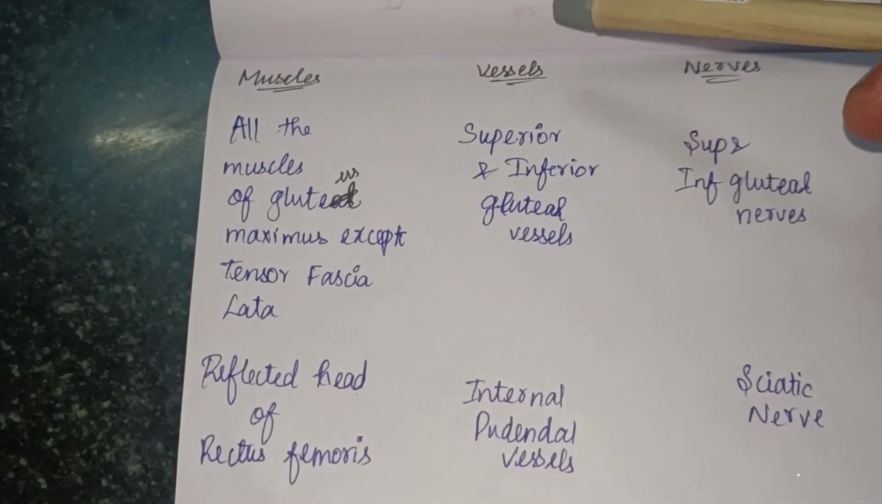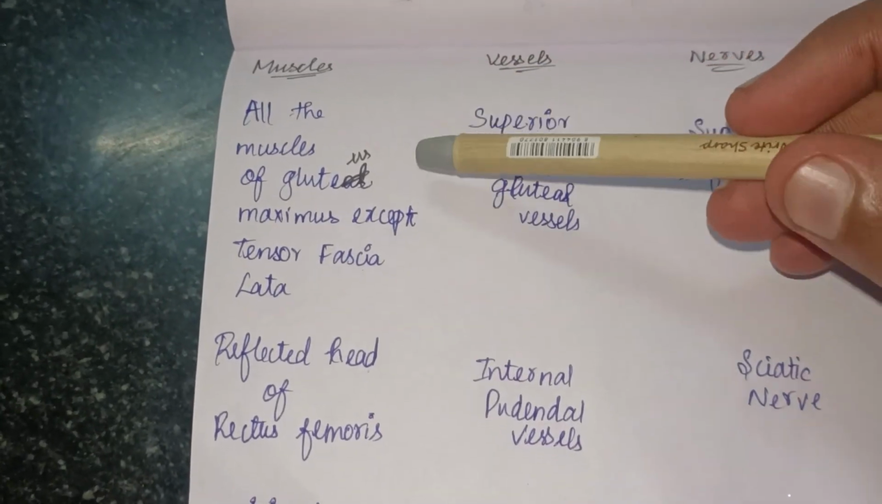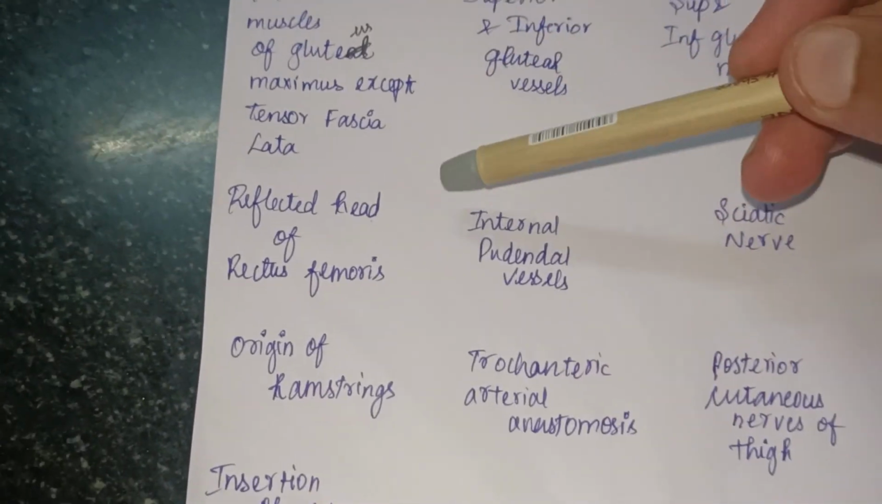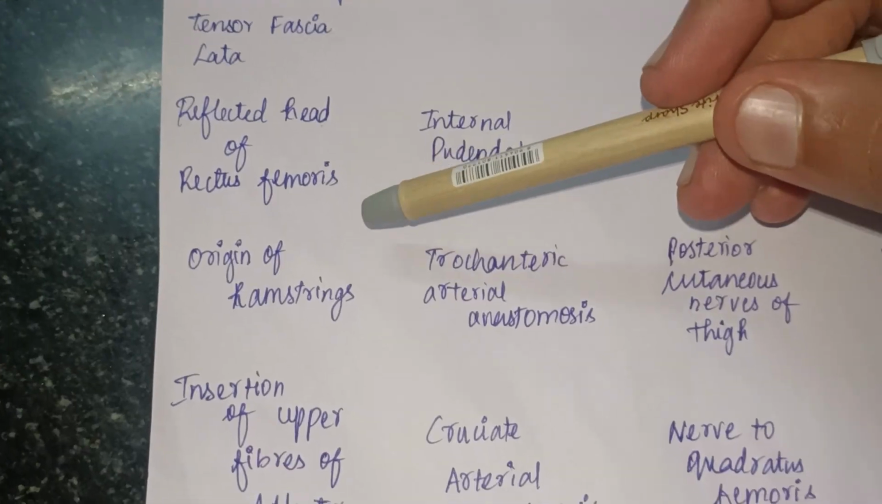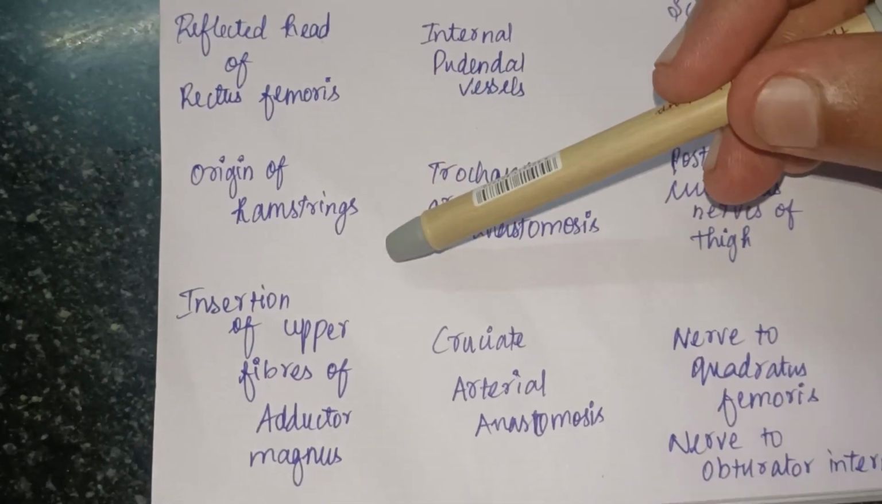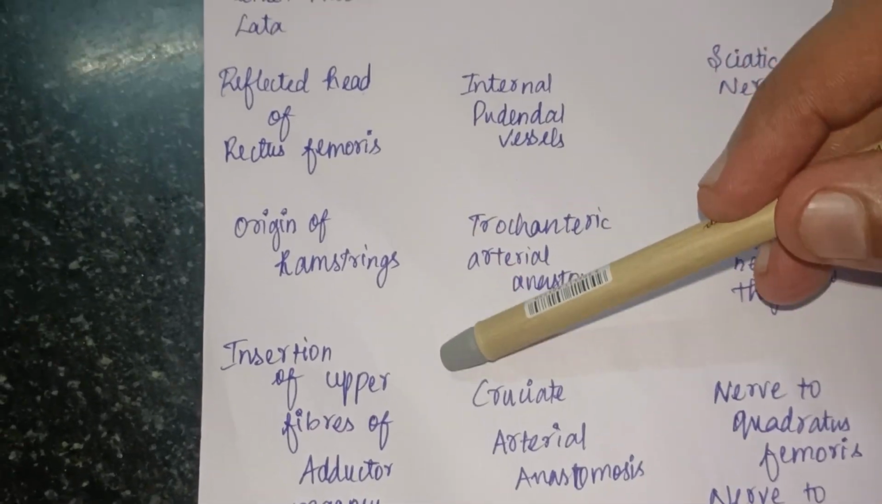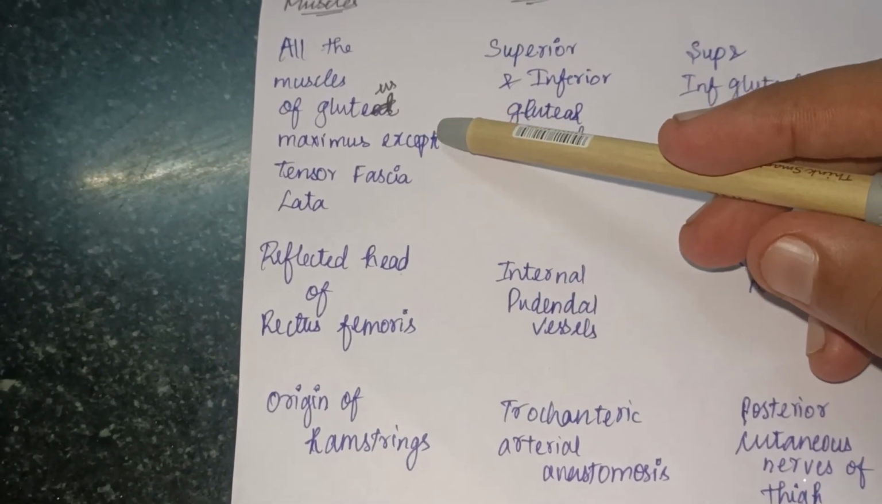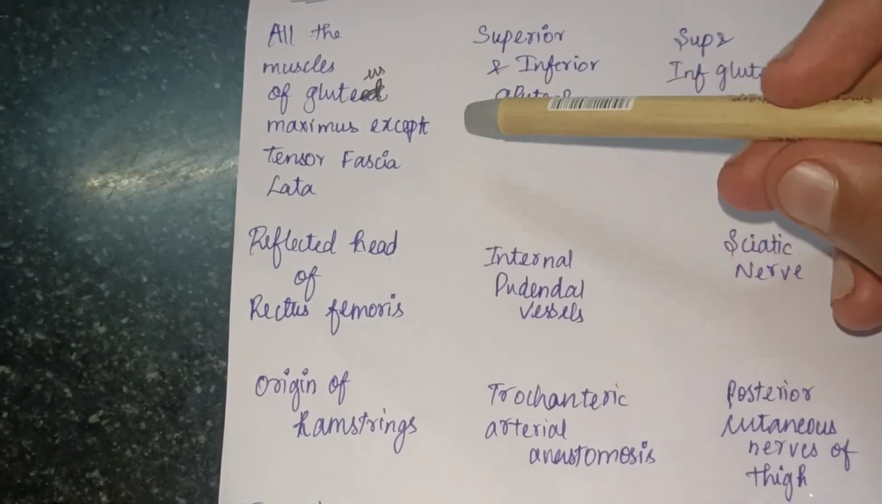Let us see all the muscles. All the muscles of the gluteus maximus except tensor fasciae lata. Next, reflected head of rectus femoris and origin of hamstrings and insertion of upper fibers of adductor magnus. So totally there are only 4 muscles that are structures under the cover of the gluteus maximus.